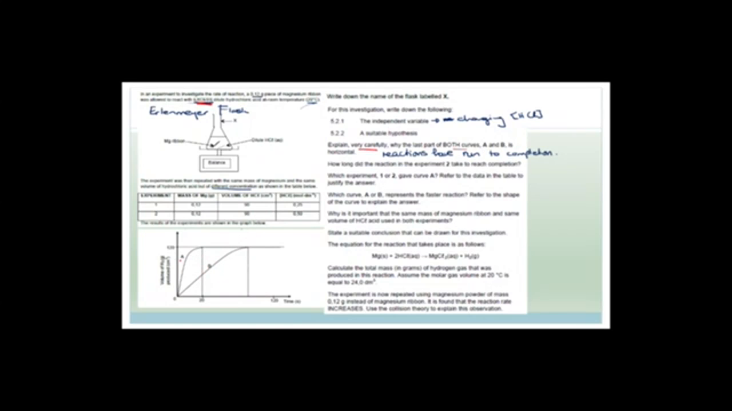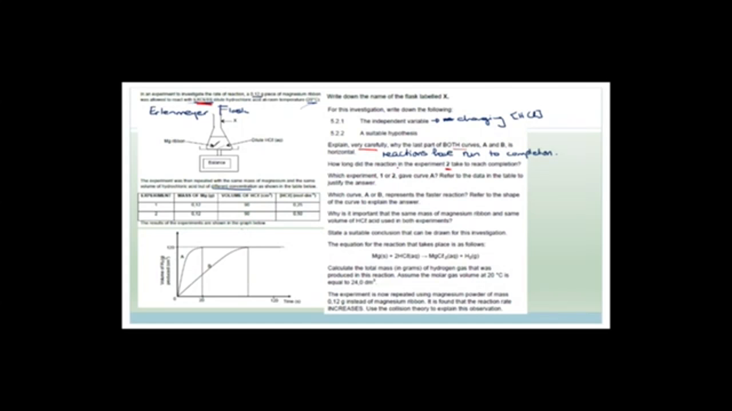It doesn't matter when it happens, but they do both run to completion, and that is why you end up with a maximum volume of 120 cubic centimeters that is produced. Now it says, how long did the reaction in experiment two take to reach completion? What we need to do is decide whether experiment two is A or B. It says here, which experiment, one or two, gave curve A? Refer to the data in the table to justify the answer.